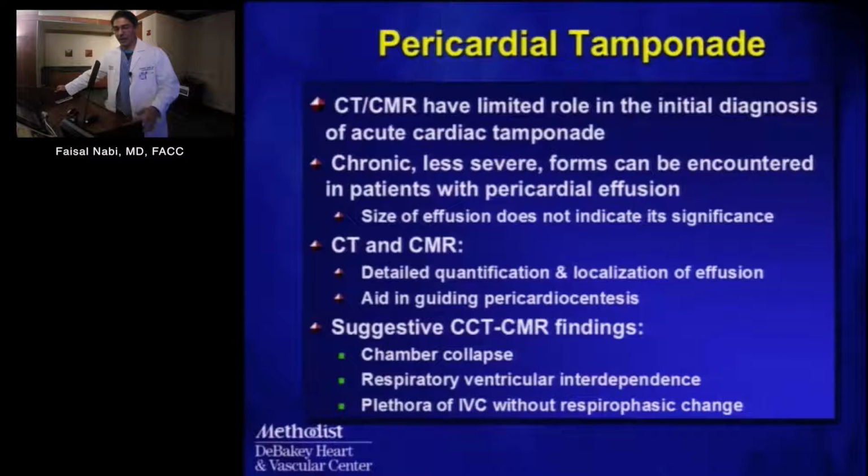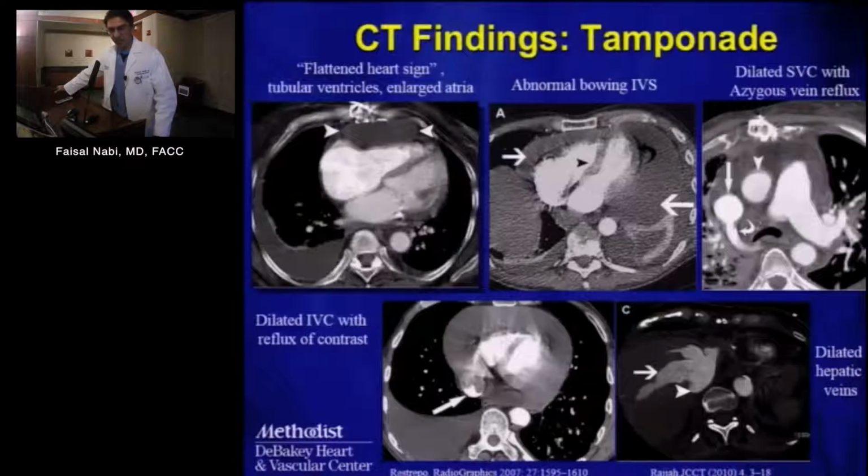When it comes to cardiac tamponade, really, CT and CMR are not the first-line tests. You shouldn't confirm tamponade with an advanced imaging technique. Rather, as imagers, we have to be aware of secondary features that we see on patients who may come to the lab with undiagnosed tamponade. So, what are some signs that I would look for?